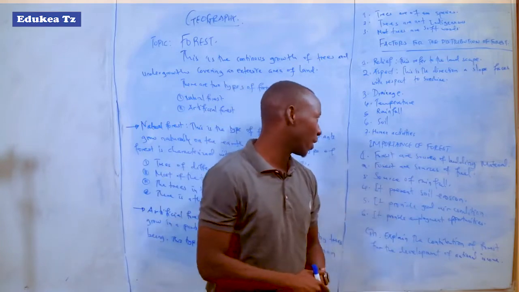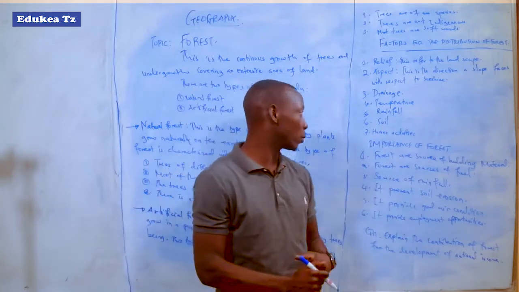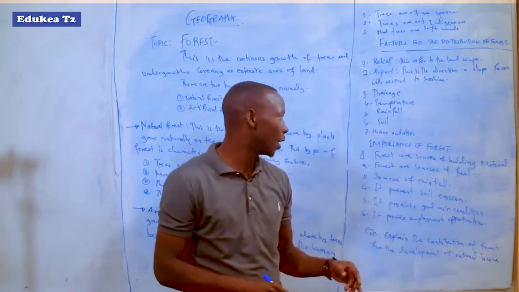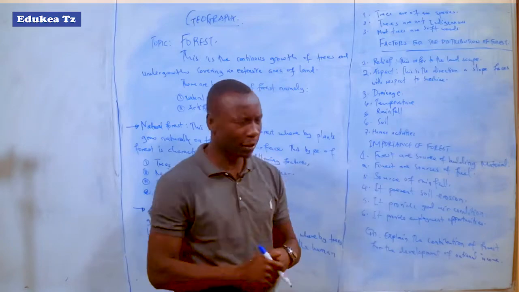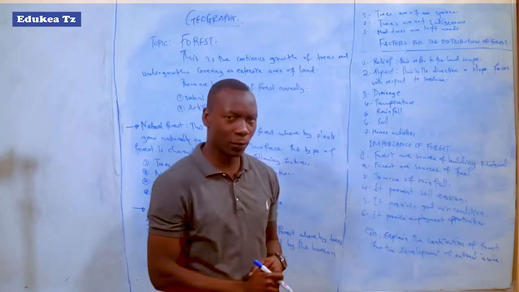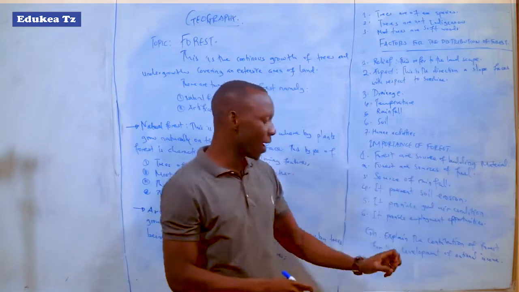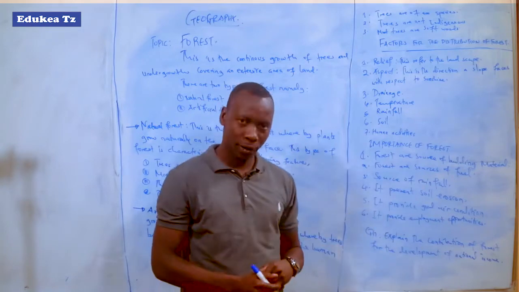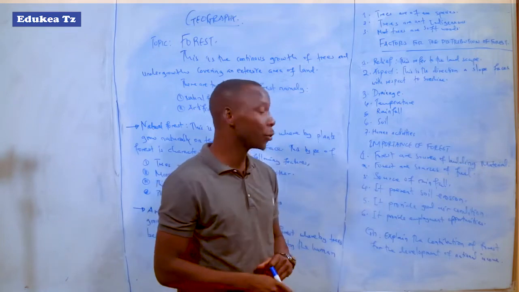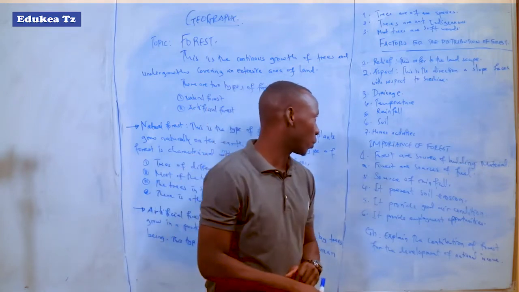Also, there is the issue of rainfall. Rainfall is another factor in the distribution of the forest. If there is enough rainfall in a particular area, the forest will grow very well. But if there is little rainfall, the forest will not grow very well because of the shortage of water. That is all about rainfall.